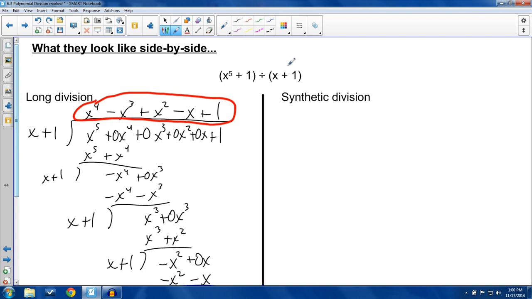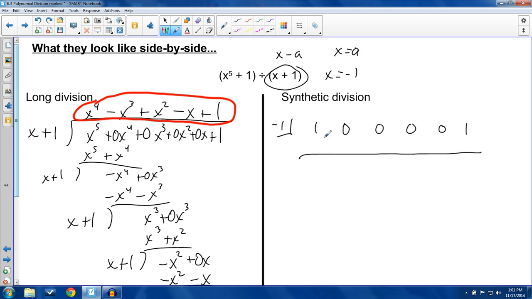Let's do the same thing. Here's your linear factor. Remember, it needs to come in x minus a form, and your root is x equals a. Okay, so my root is going to be negative 1. So when I do synthetic division here, I'll use a negative 1. This is 1x to the fifth plus 0x to the fourth plus 0x cubed plus 0x squared plus 0x plus 1. Synthetic division still works quickly here.